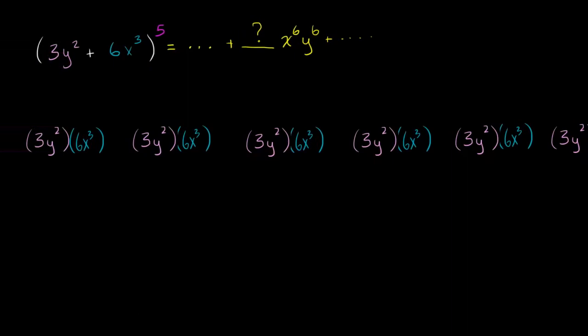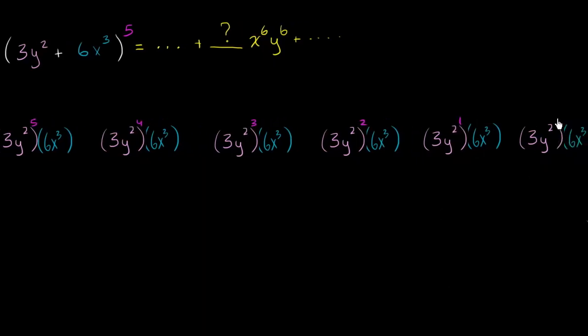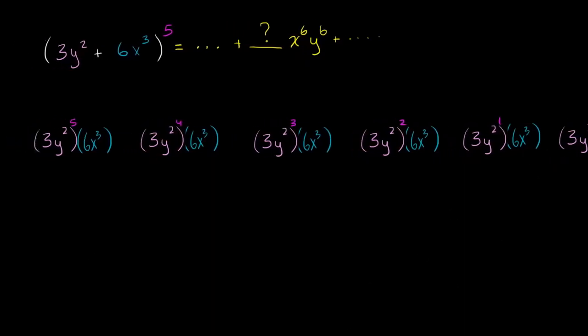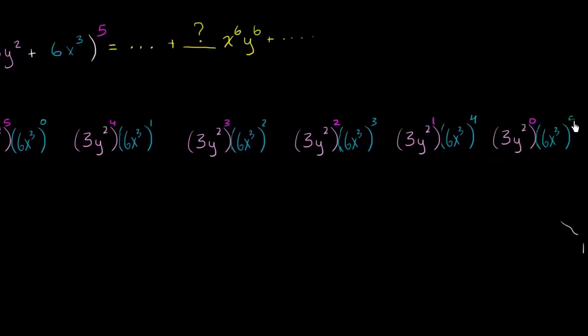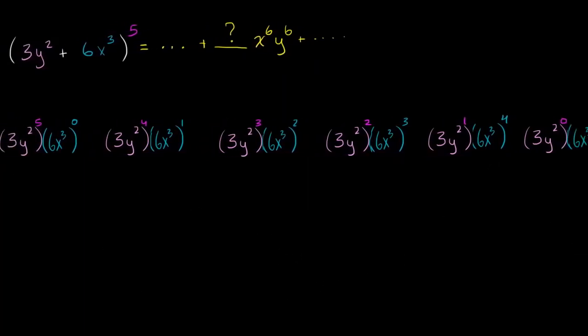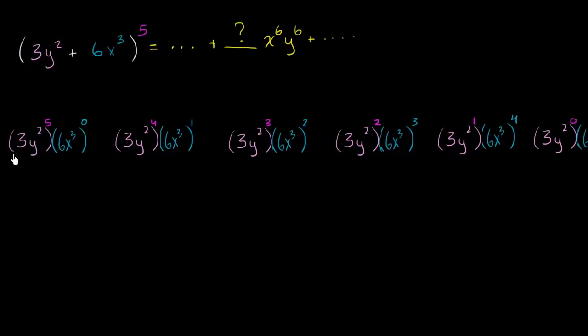So this exponent is going to be the fifth power, fourth power, third power, second power, first power, and 0th power. And for the blue expression, for 6x to the third, this is going to be the 0th power, first power, second power, third power, fourth power, and then we're going to have the fifth power right over here. And of course, they're each going to have coefficients in front of them, and then we add them all together.